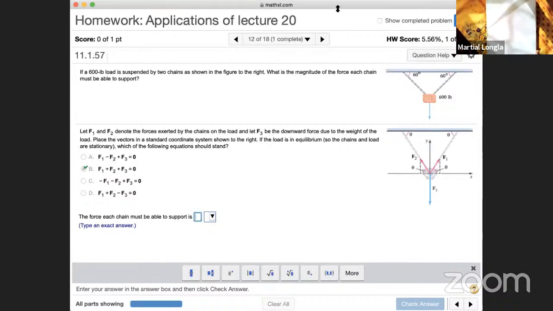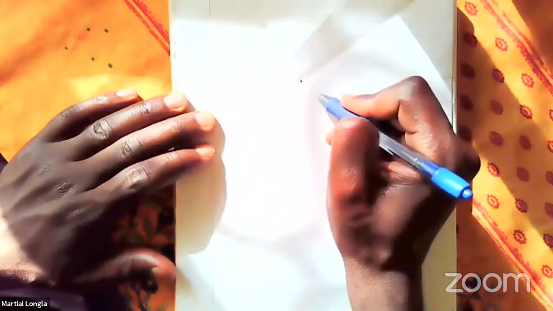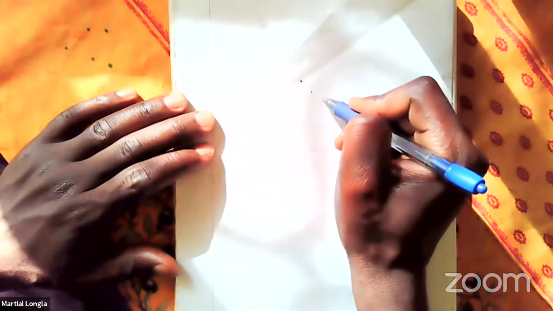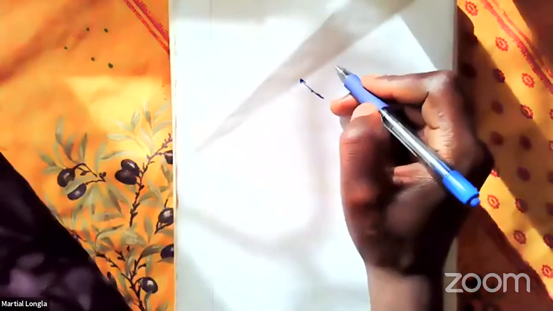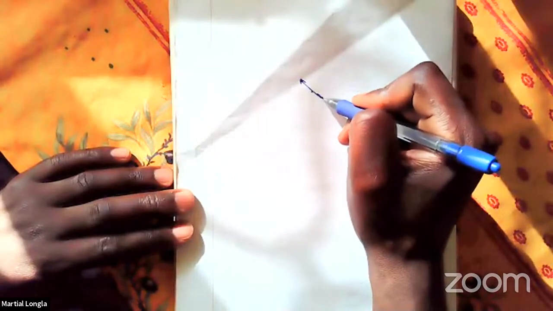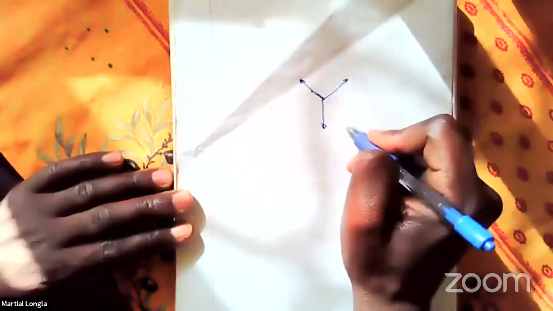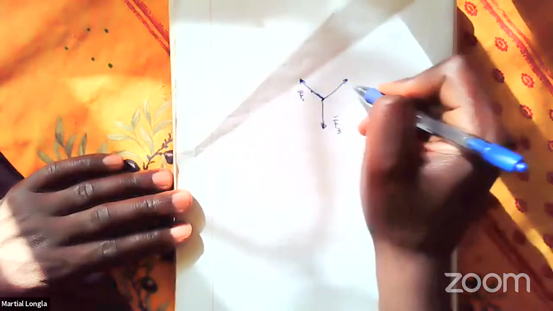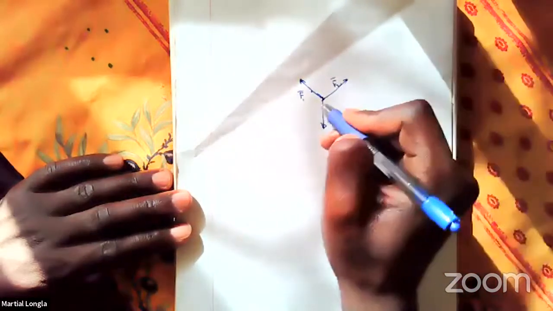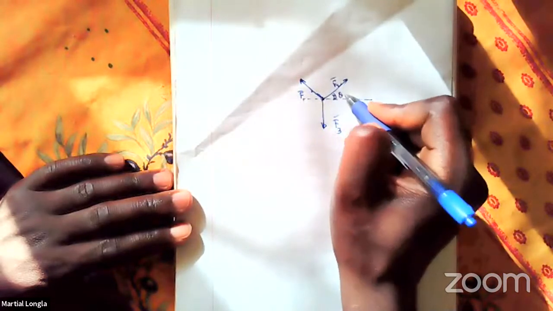Now let me answer the question on the paper here. So we have the forces. Let's say here is F1. And you got F2 and the force F3 that goes down. This is F3. That's F1. And this is F2. Now there is a horizontal line there, and they say the angle here is theta.